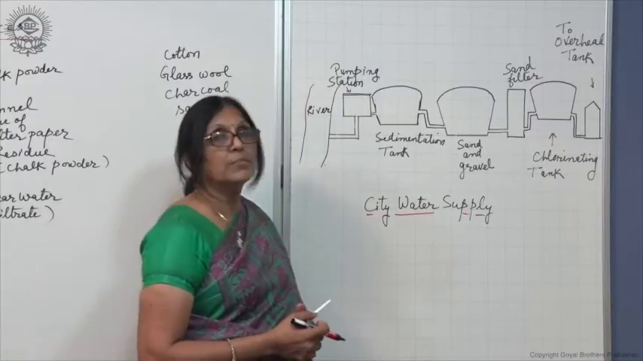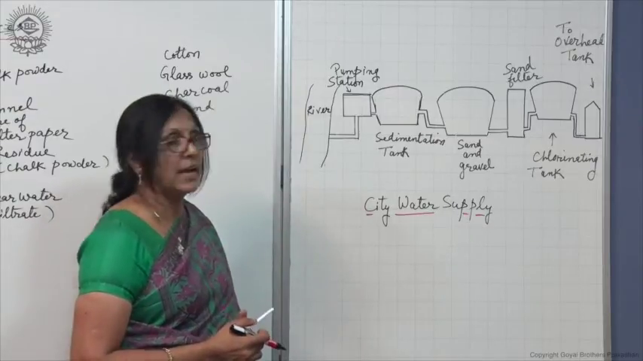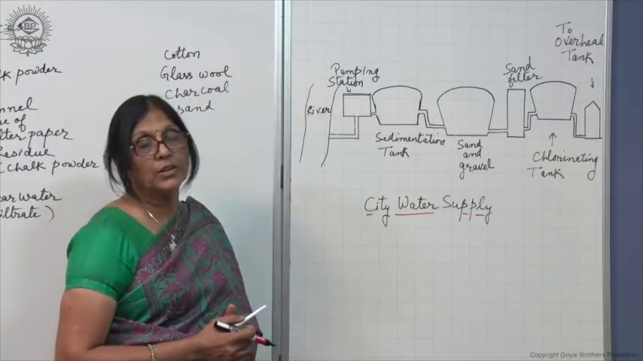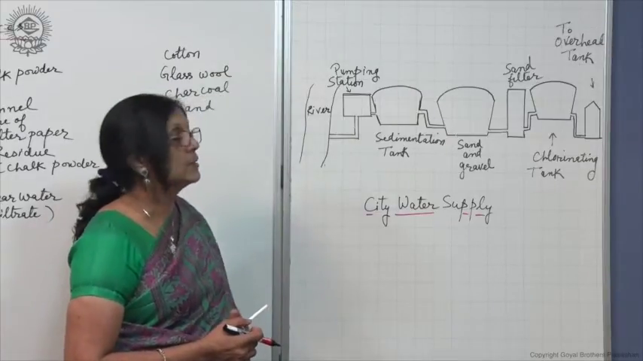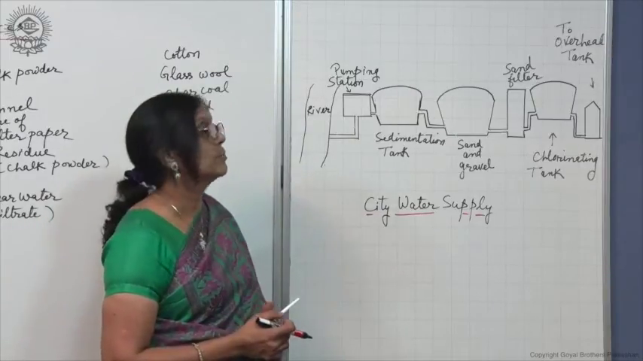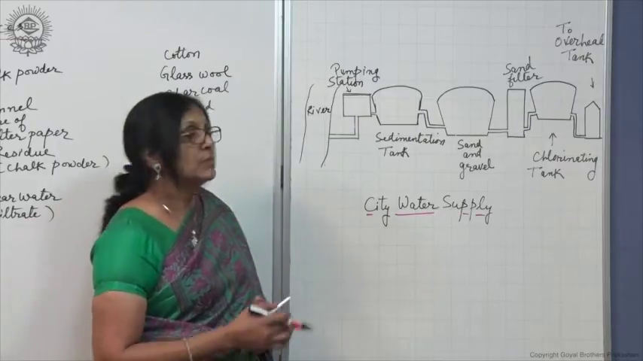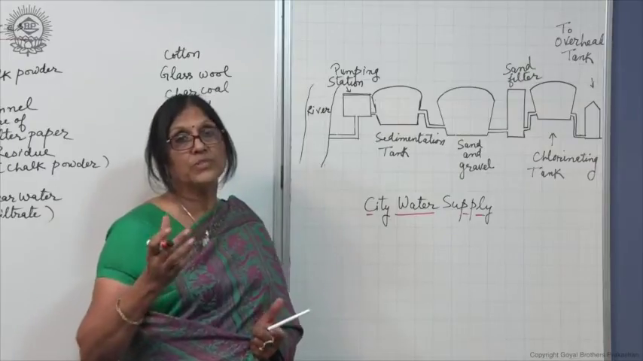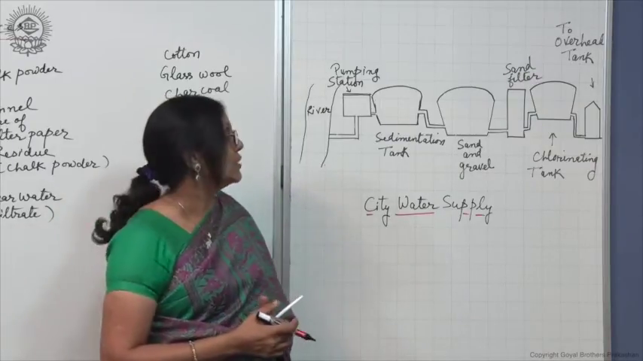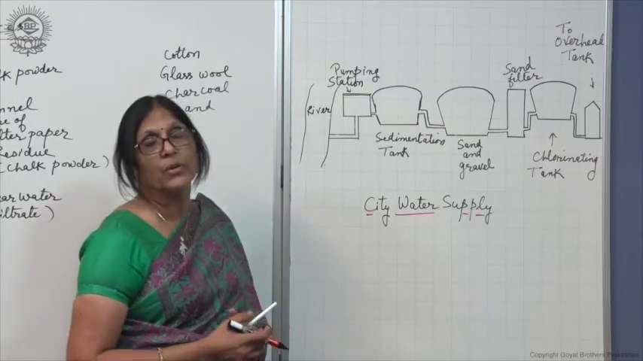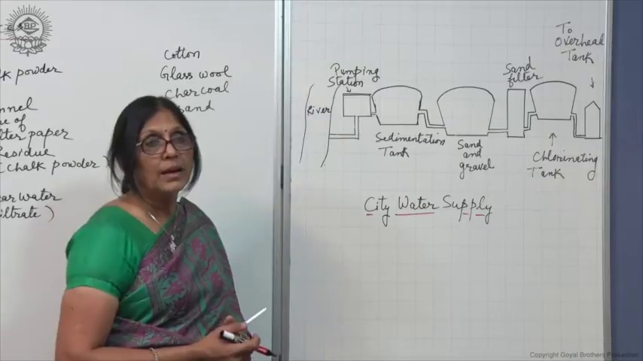And then it is passed through another tank, which is called the chlorinating tank, because still the water contains harmful bacteria and germs, which have to be killed with the help of chlorine gas, or maybe bleaching powder is added in some cases, which kills the bacteria and germs present in water. And then the clean water is stored in the overhead tanks, from which it is pumped to the various houses in the city.